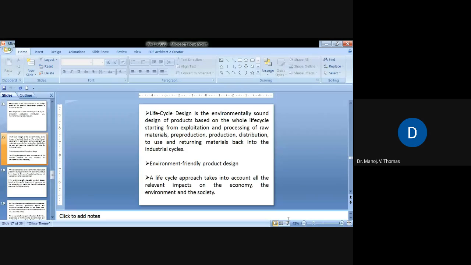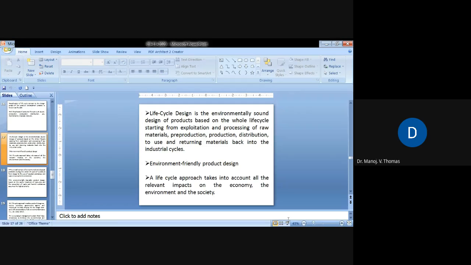Environment friendly product design. So it is ultimately an environment friendly product design. That is the ultimate objective. A life cycle approach takes into account all the relevant impacts on the economy, the environment, and the society. So is it economical to go with that particular design? Is it environment friendly, or is it safe for the society or the people to use and interact with? So all these factors, economy, environment, and society, are considered. So this is a life cycle approach.